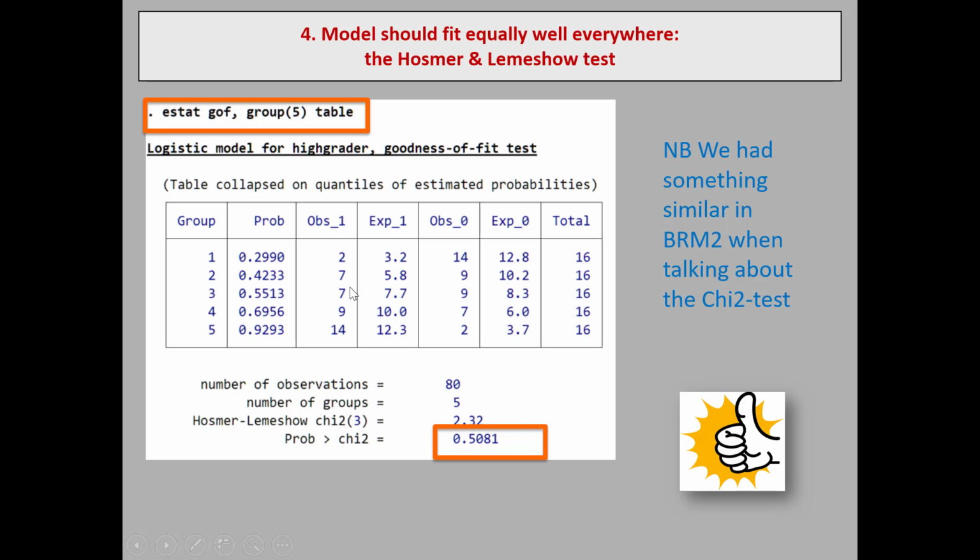And now I run an actual chi-square test on these 2 columns. I'm testing here, is this column here with obs1 in it the same as this column over there with exp1 in it? And if it is, fine. Then my model apparently is equally good everywhere. So again, you want to have a high p-value over there. You do not want to reject that these 2 are equal.